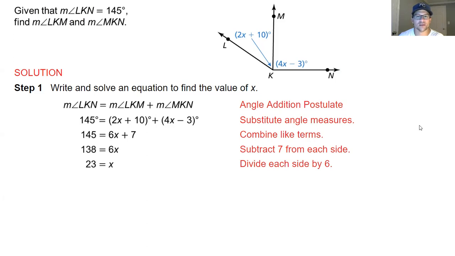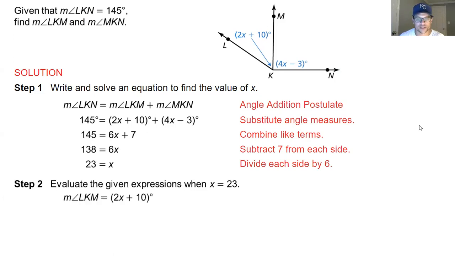We need to then plug this x value back into both LKM and MKN to simplify down to get the measure of our angles. So since LKM was 2x plus 10, we now know that since x is 23, we can substitute that in: 2 times 23 plus 10. Again, still following our order of operations, multiplying first before you add will give you a total of 56.